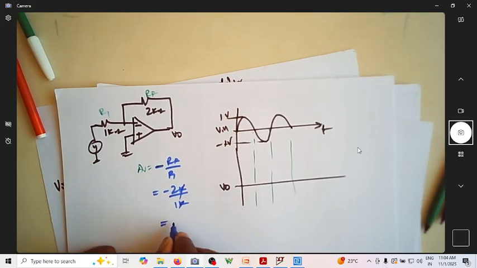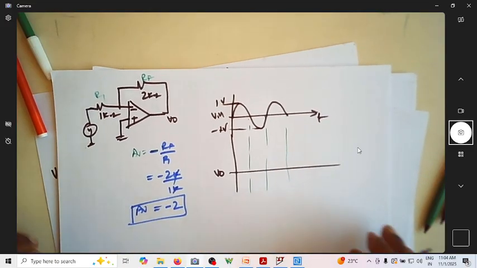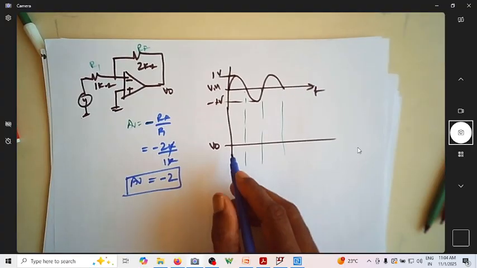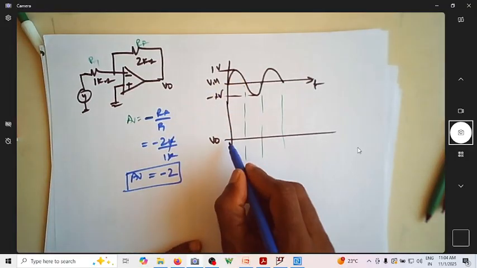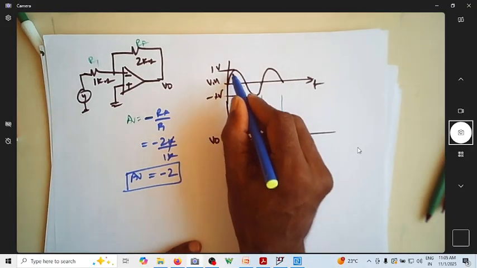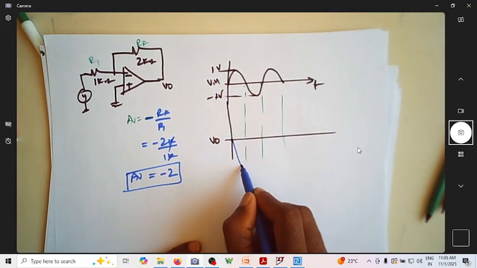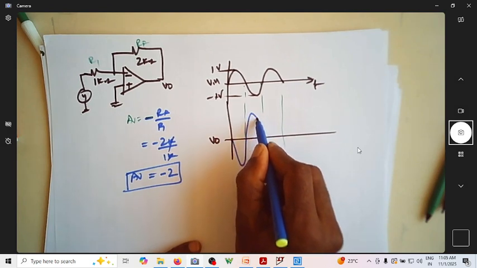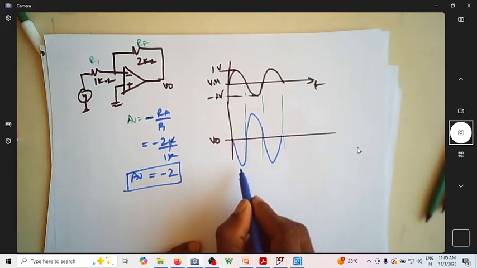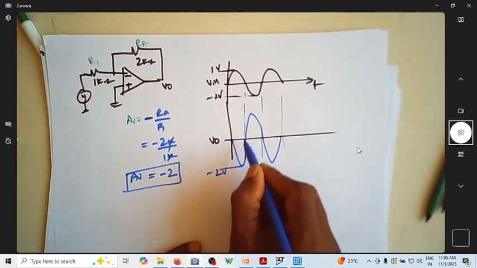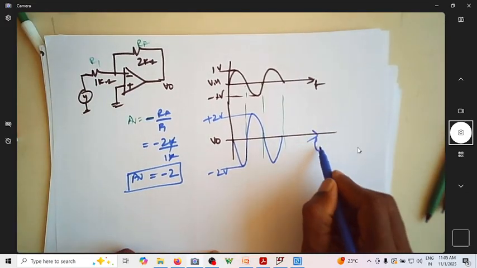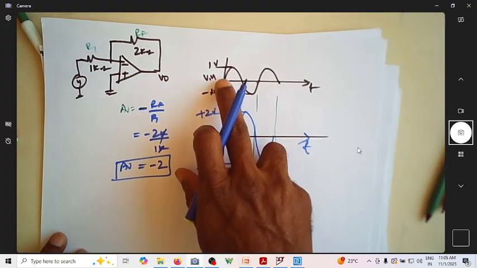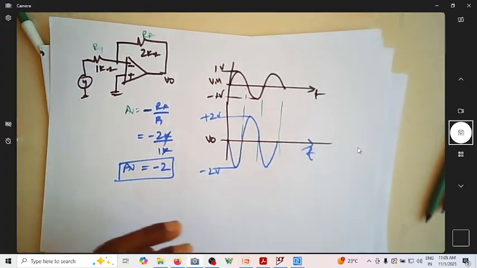The k will go off. Do I have a gain of minus 2? AV is minus 2. So what is this minus 2 indicating? The output voltage is twice the input, but out of phase. You can see the input is increasing but the output will be reducing. Here is how the output comes. So now this is minus 2 volt, this is plus 2 volt, again with respect to time. This is what we mean by out of phase.